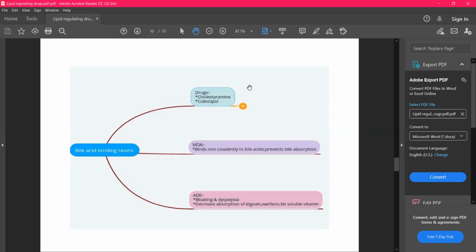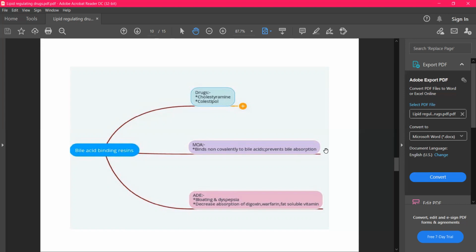Then a little bit of pharmacokinetics. Resins are taken orally, and patients usually hate resins because they have a very bad taste. It's not absorbed, therefore obviously it's not metabolized. It's just excreted in the feces. And the other thing, let's talk about the adverse drug effects. As I told you, all these lipid regulating drugs have some issue related to the GI system, so this is not an exception. It has bloating and dyspepsia.